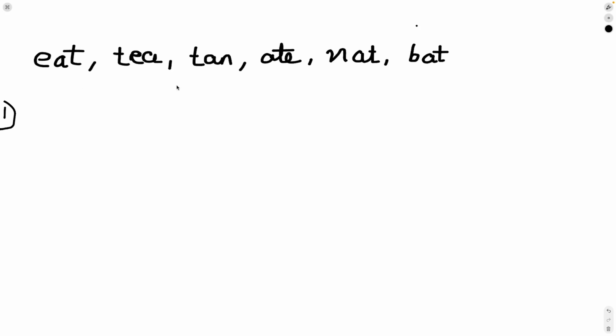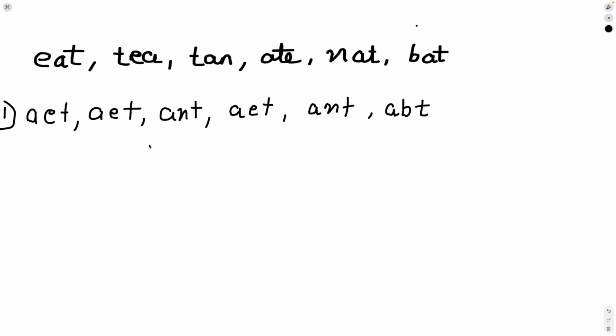The very first step I think we are going to do is sort these in alphabetical order. So each of them has to be sorted. Eat will become A, E and T because A comes first, then E and T. Tea will also become A, E and T. Tan will become A, N and T. Similarly, let's sort all of these in alphabetical order. Now let's look at why we did that.